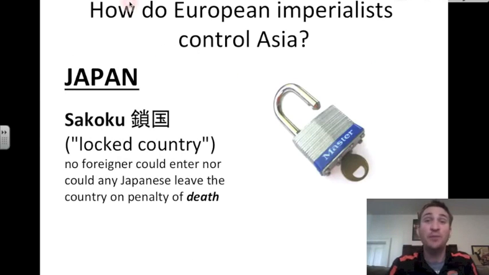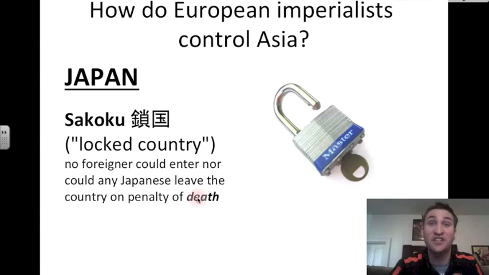Moving on, how do European imperialists control Asia, specifically Japan? Moving back to the age of exploration, we've talked about Sakoku, which literally means locked country in Japanese, and it's this idea that no foreigner could enter, nor could any Japanese person leave the country of Japan on penalty of death. Japan wanted to keep itself isolated.